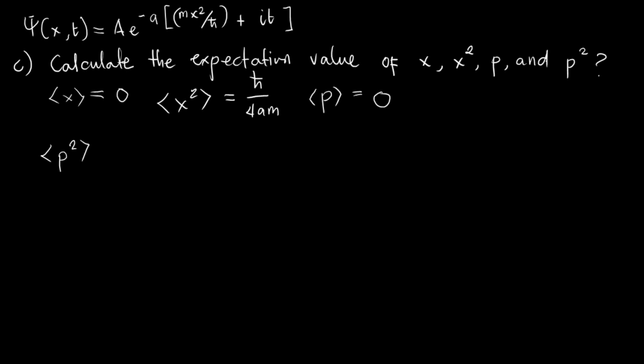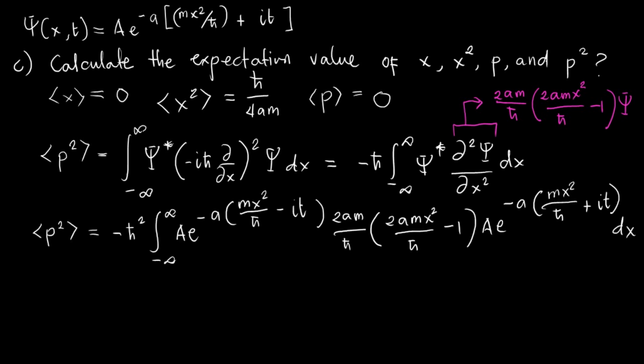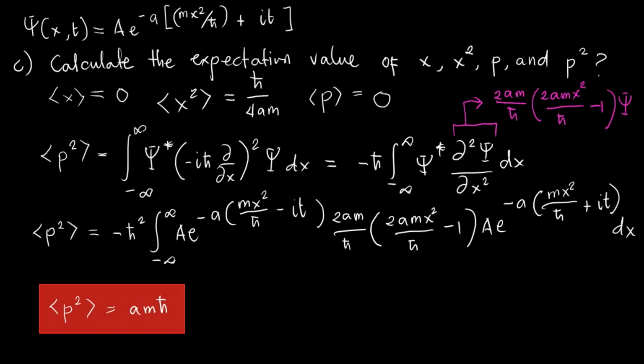Now for the expectation value of p squared. We already know the equivalent of the second derivative of psi from earlier. So we can insert it into this equation. Evaluating the integral and simplifying, we get amh bar as our answer.